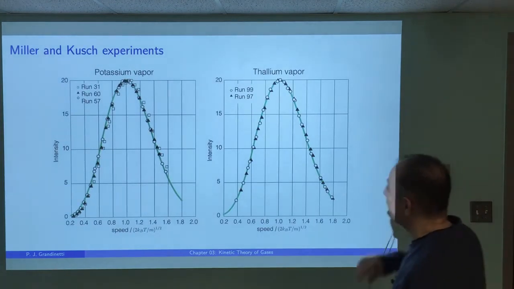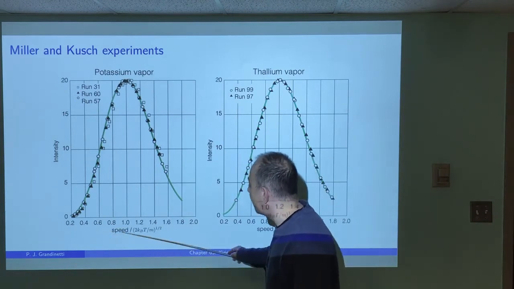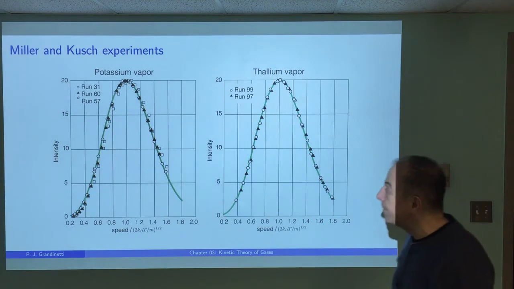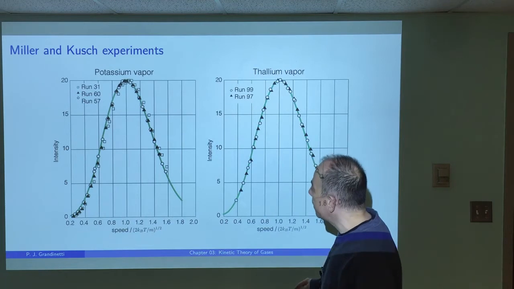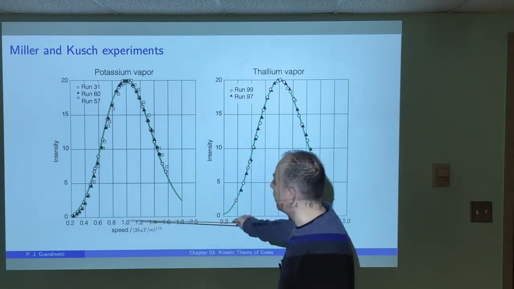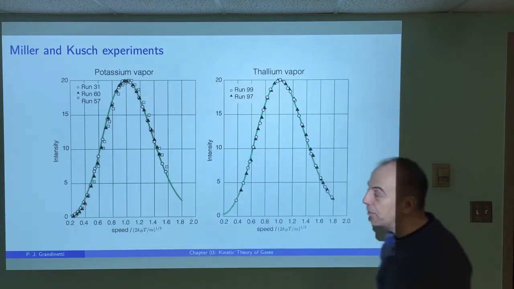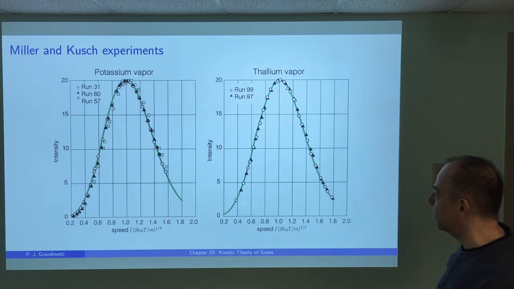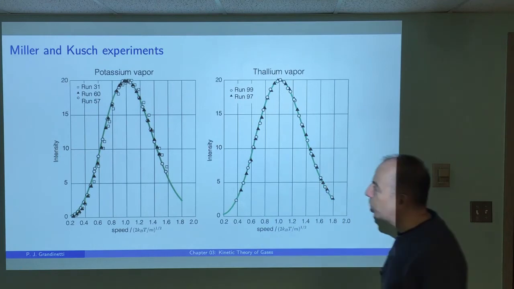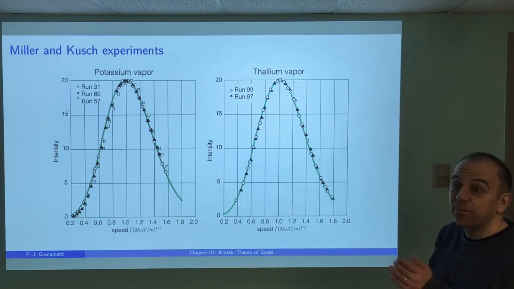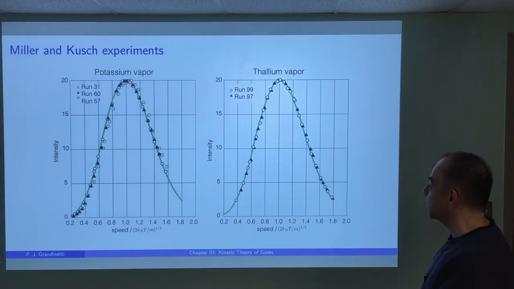So this is the result for potassium and thallium vapor. Now what they've done is they've calculated the speeds, and then they've scaled the speeds by the mode of the distribution. So remember, the mode of the distribution is the square root of 2kBT over m. So that means that 1 here corresponds to what should be the mode of the distribution. And so the green line here is the theoretical prediction from Maxwell's distribution for speeds. And the dots plotted here are the different runs for potassium vapor, and you can see it beautifully lines up with the predicted value for Maxwell's distribution.